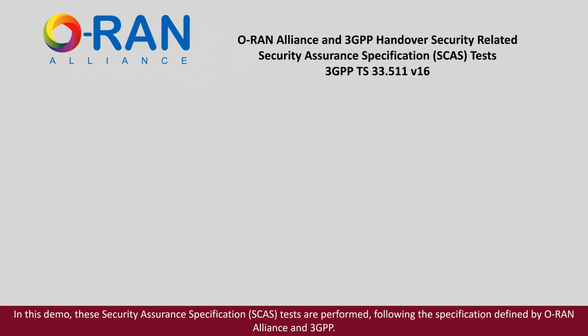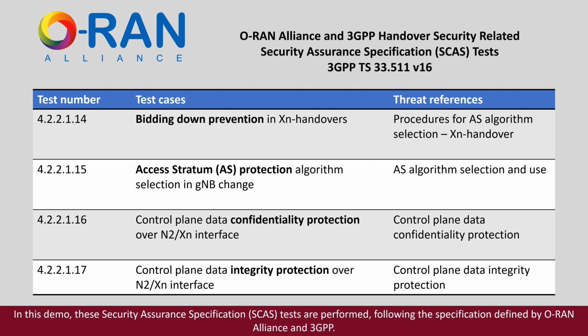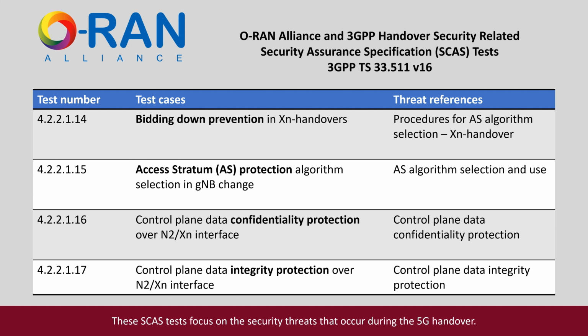In this demo, these Security Assurance Specification, or SCAS, tests are performed, following the specification defined by OmniRAN Alliance and 3GPP. These SCAS tests focus on the security threats that occur during the 5G handover.